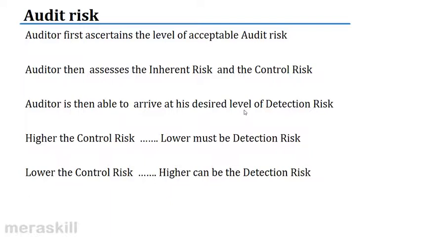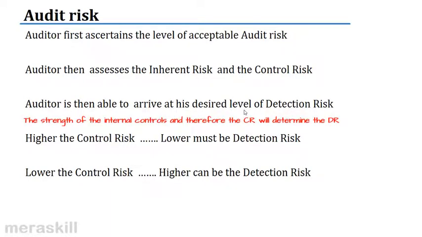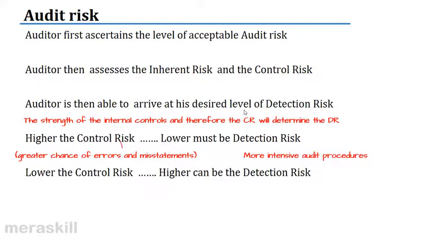Higher the control risk. What do you mean by high control risk? One second, students. This you understand, the strength of internal controls and therefore the control risk will determine the detection risk. Now, higher the control risk, that means greater the chance of errors and misstatements. Correct? Then lower must be the detection risk. Then I cannot afford to have a high detection risk. Do you understand? If your control risk is very high, then I have to do something and minimize my detection risk.